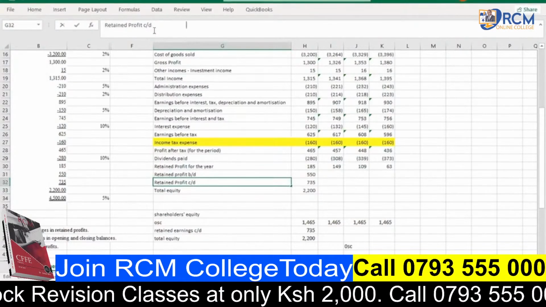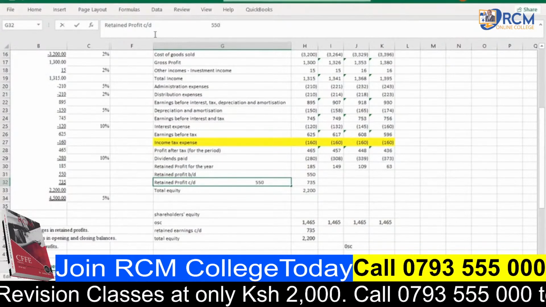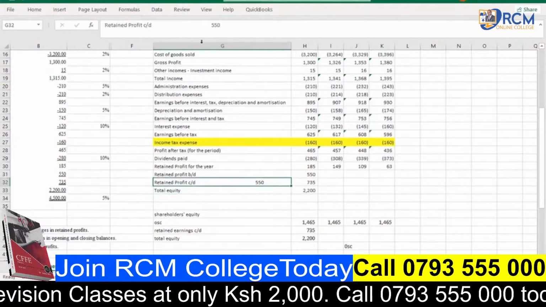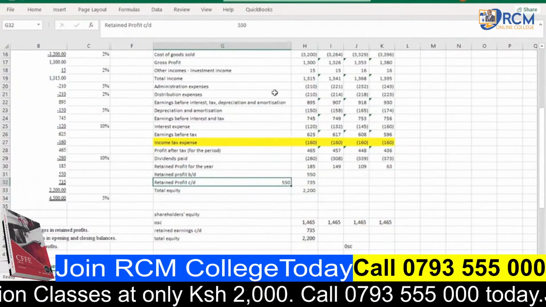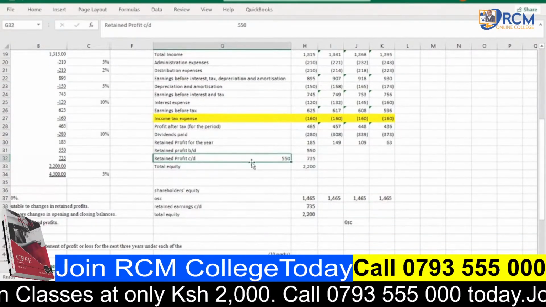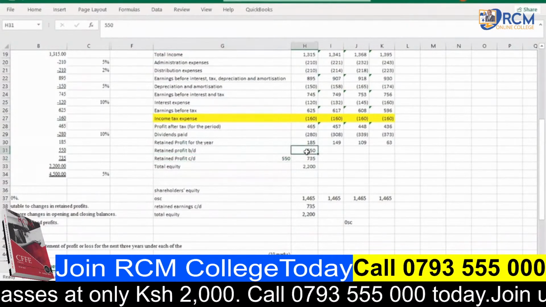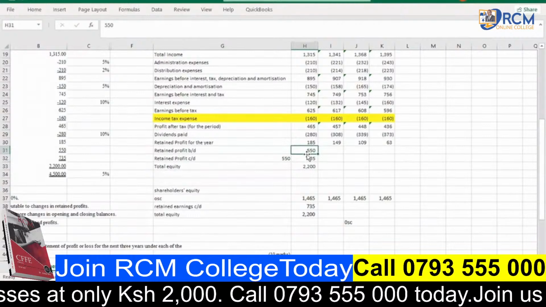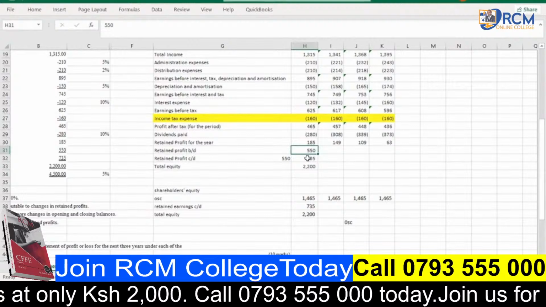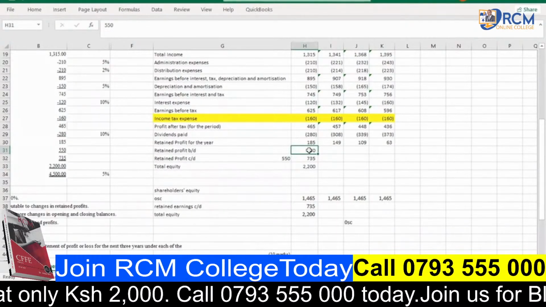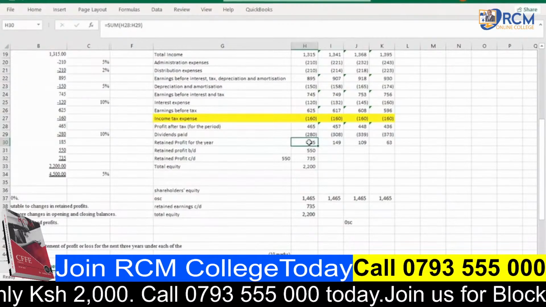we would have indicated 550. But because we don't have 2021, the retained earnings carried down for 2021 becomes the retained earnings brought down for 2022. Hapo imeeleweka? Then the retained earnings carried down for 2022 will be brought down plus the profit for the year, yani profit after paying for the dividends.